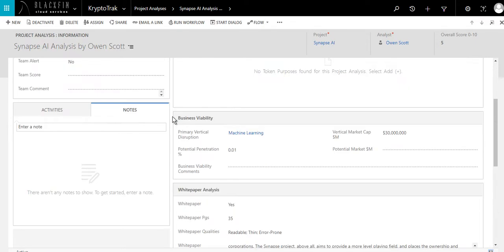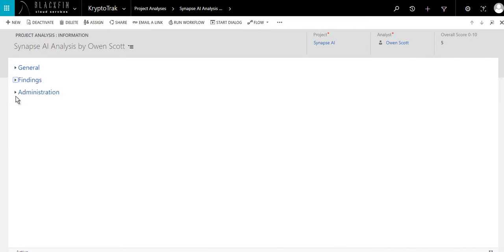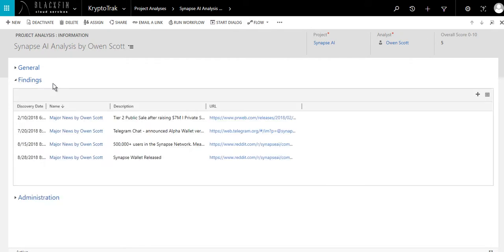So, all right. That's Synapse AI as we have it laid out here in this software. That's a project analysis. There could be any number of these underneath a given project. This one was mine. We do have other analysts who work with me, but this one analysis is by me, and there might be others by other people.